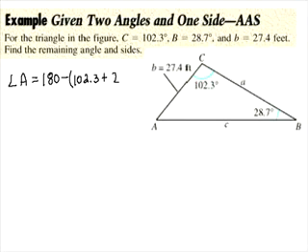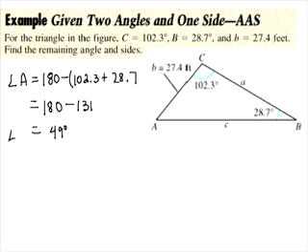102.3 plus 28.7. If we add those together and subtract it from 180, we're going to find the measure of angle A. So if I add together 102.3 and 28.7, I'm going to get 131. And 180 minus 131 is 49 degrees. So angle A equals 49 degrees. So I'm going to go ahead and label that in our figure. So now we've just got to find side a and side c.